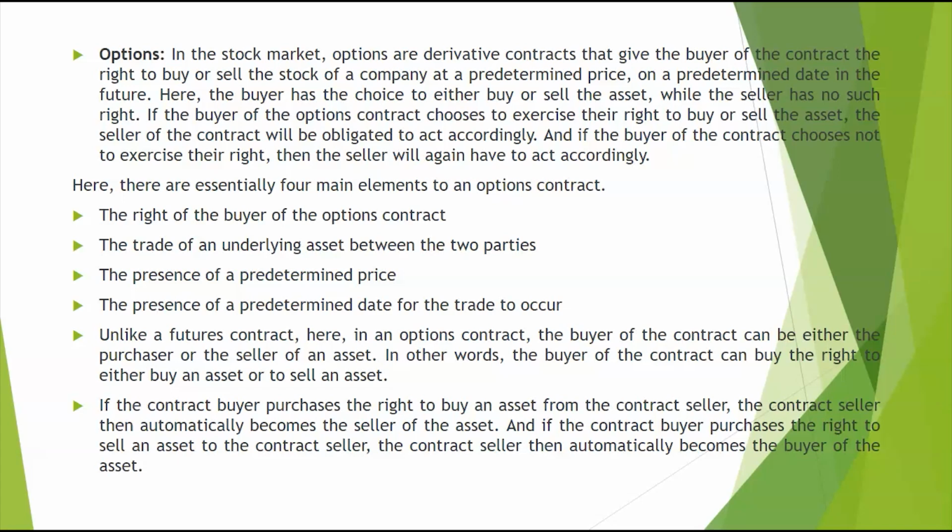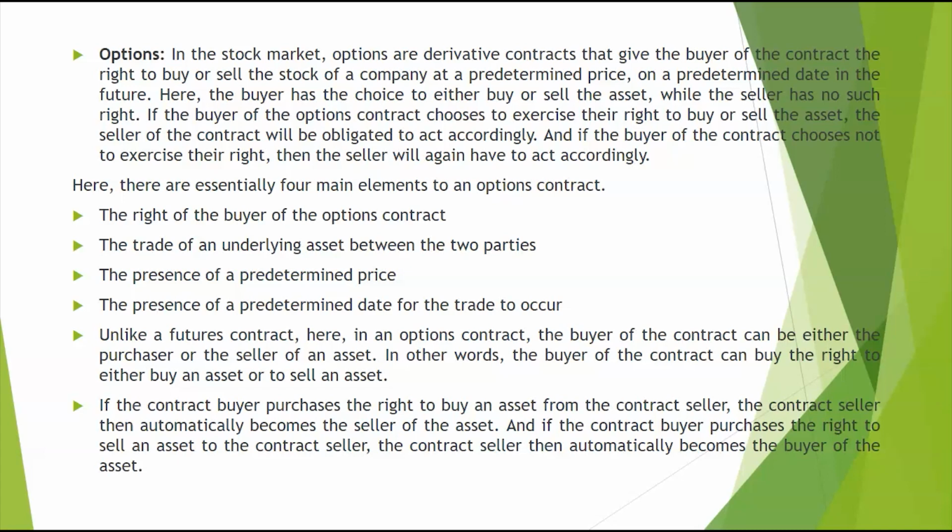The right of the buyer of the options contract, the trade of an underlying asset between the two parties, the presence of a predetermined price, and the presence of a predetermined date for the trade to occur. Unlike a futures contract, in an options contract, the buyer of the contract can be either the purchaser or the seller of an asset.